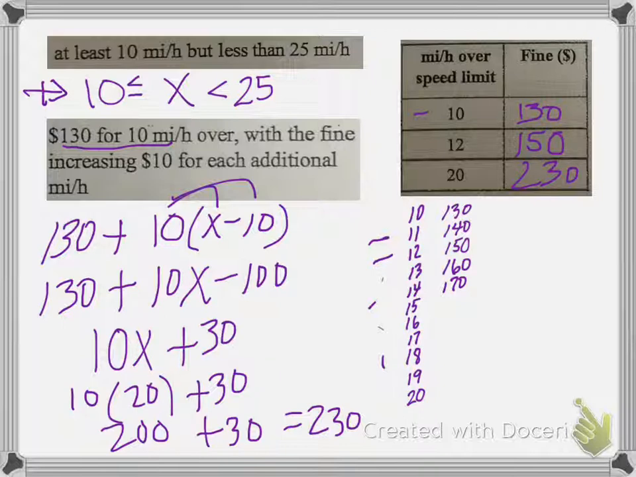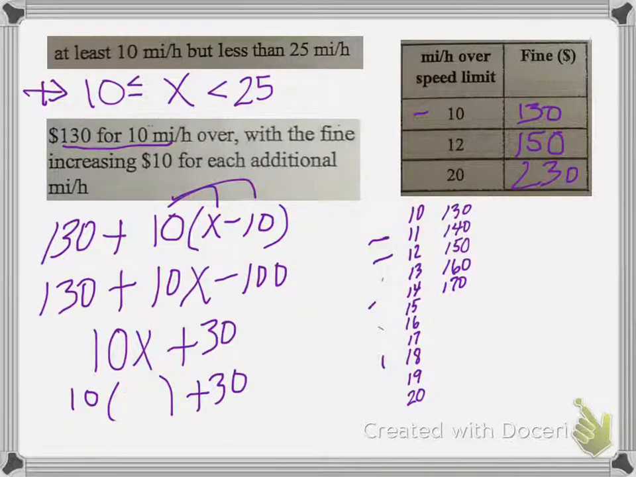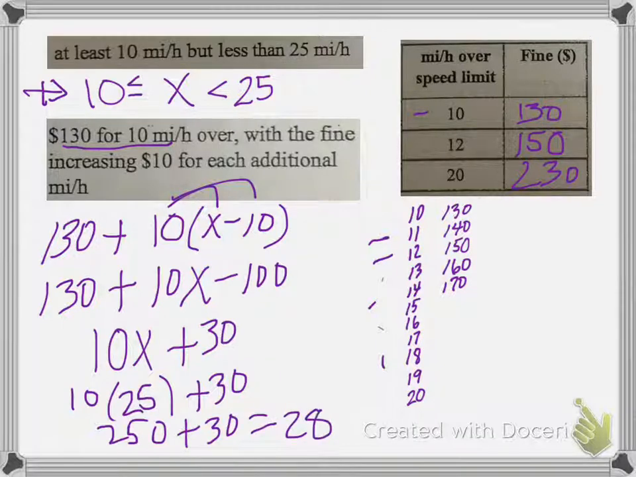Now, let's go back to our equation. And again, we want to see, where does it end? Where does this all end? Well, it's right before 25, so we're going to go ahead and actually solve for 25. That's going to be 250 plus 30. That's going to be 280. You'll see why we did that in just a moment. Even though you won't pay the 280, you're going to need that for your graphing.